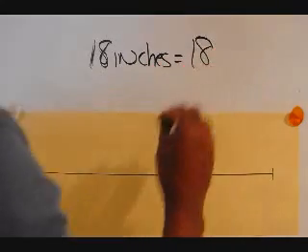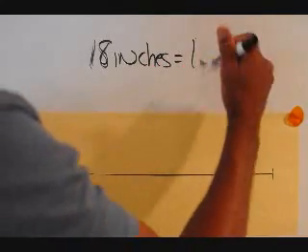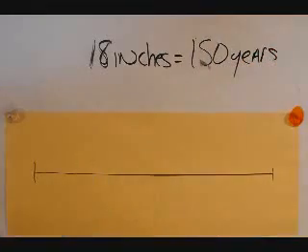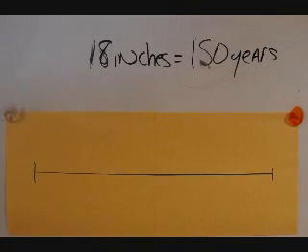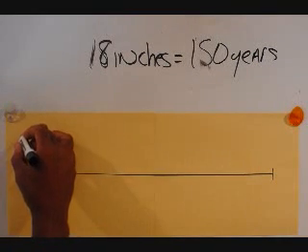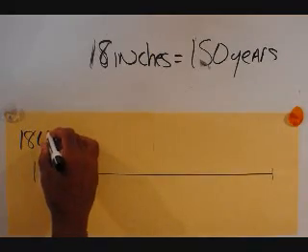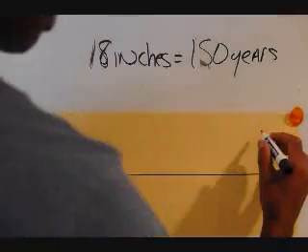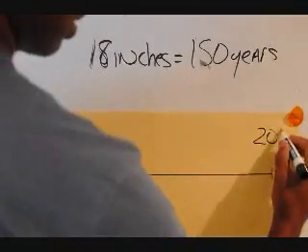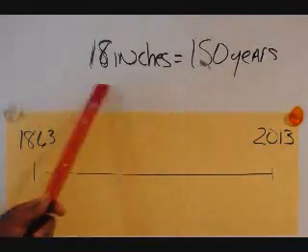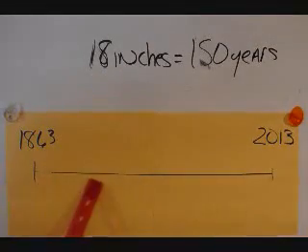equals 150 years. So we're going to start here. What year? The Emancipation Proclamation, 1863. And then we have 2013. That's our 150 years. Let's use a little math to figure out what different points in here are.